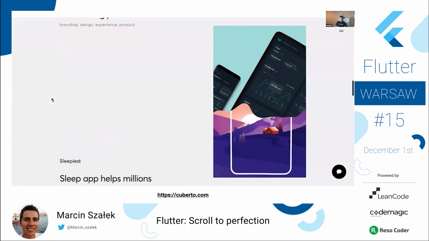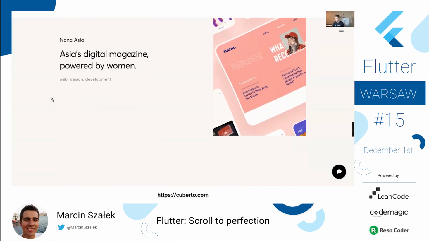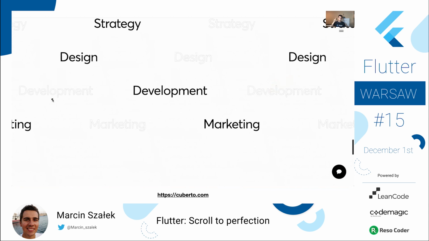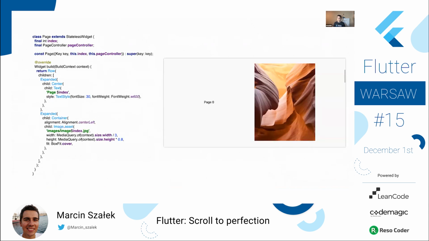And how can we achieve it? Because it's super easy. So first of all, we have a page widget. The page widget is a totally static page that has a row with text and the image and the way of placing them. Nothing interesting happens here.